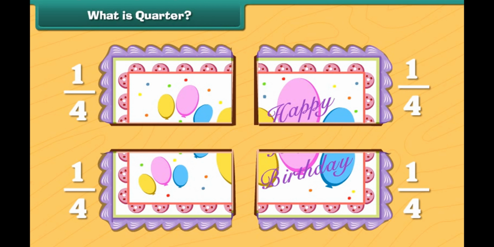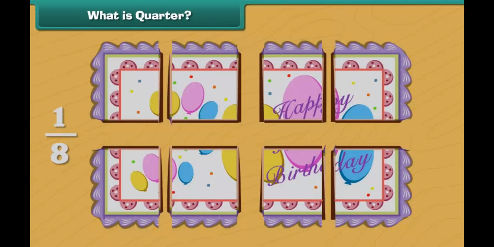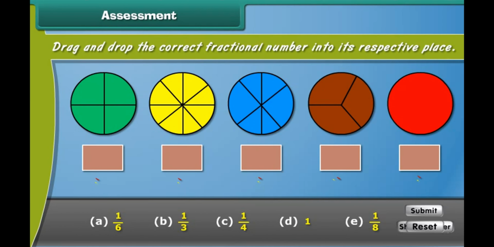It is also called quarter. This is 1/4 of the cake. This is 2 quarters. This is 3 quarters. And this is 4 quarters. 4 divided by 4 is 1. So 4 quarters make 1 whole cake. You can also divide the cake in more number of pieces. Drag and drop the correct fractional number into its respective place.